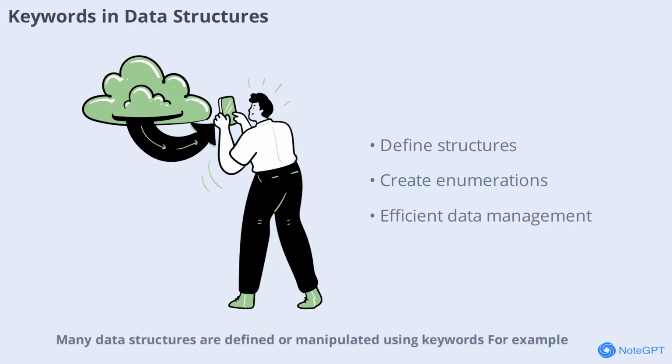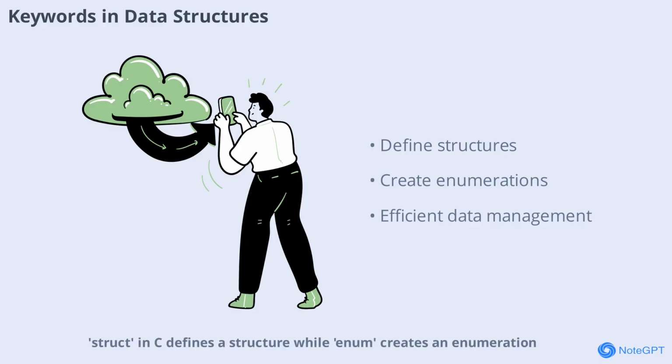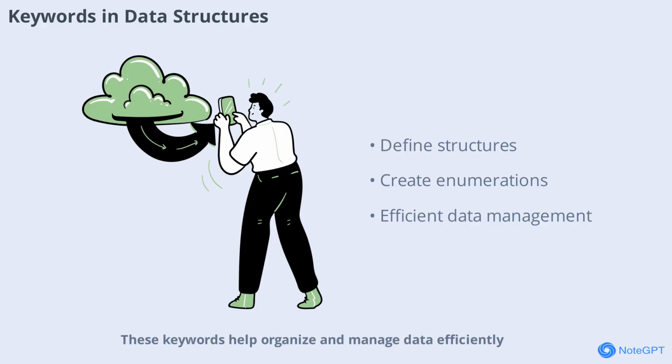Many data structures are defined or manipulated using keywords. For example, struct in C defines a structure while enum creates an enumeration. These keywords help organize and manage data efficiently, making it easier to build complex programs.